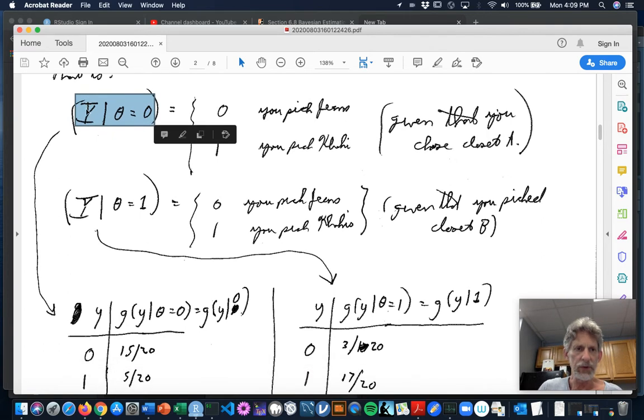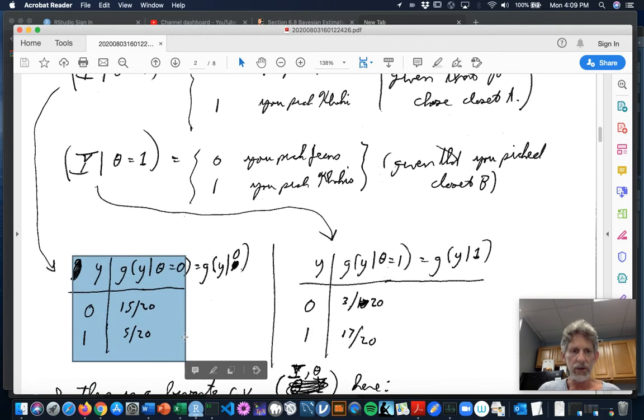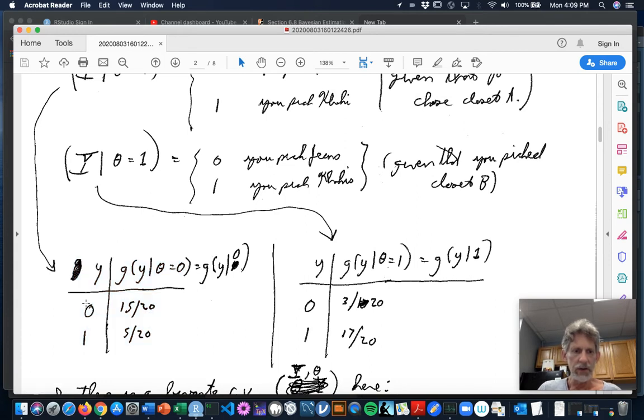The distribution for the Y given theta is 0 is down here. So if you pick your own closet, then you've got a 15 in 20 chance for jeans, and you're supposed to write Y as 0 for that. You've got a 5 in 20 chance for khakis, and you're supposed to write Y as 1 for that. And so that would be G of Y, given that theta is theta. The book uses little g for the PMF here. To write it more short, you would say G of Y given 0.